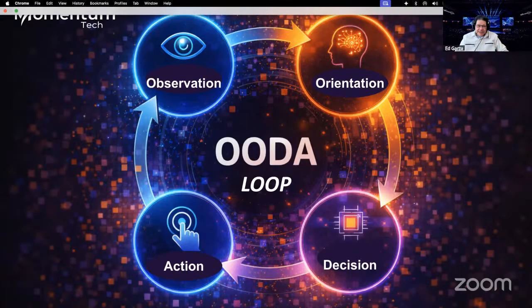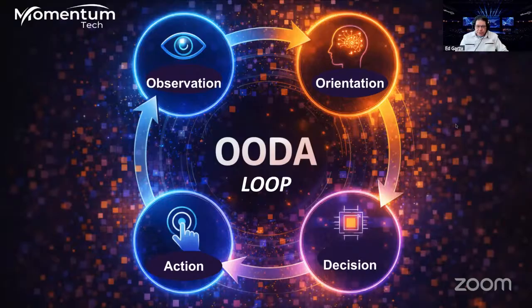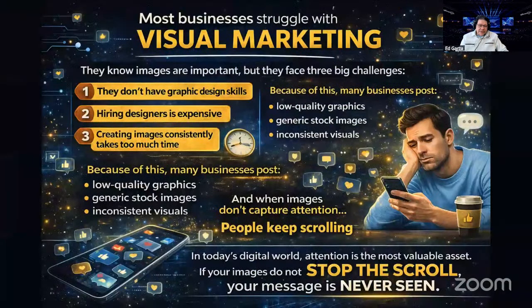Make sense? That is our OODA loop. Most businesses, and the problem we're addressing today, struggle with visual marketing. Yesterday, we looked at social marketing. Visual marketing is important. We know images are important, but they face three big challenges.